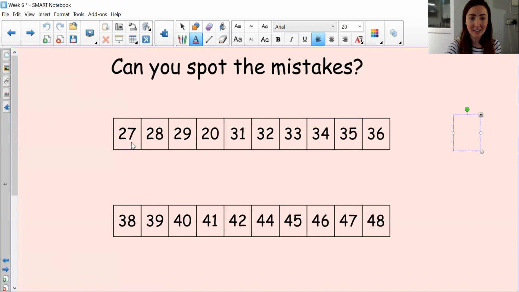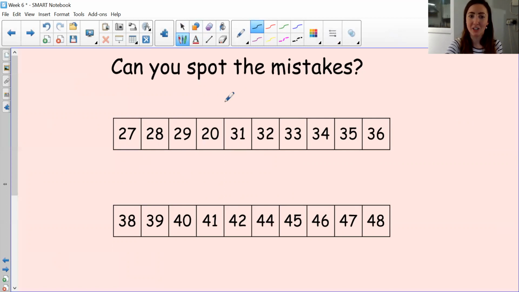So we've got 27, 28, 29, 20, 31. Oh no, that shouldn't be 20, should it? What should it be? That's right, it should be 30. 27, 28, 29, 30, 31, 32, 33, 34, 35, 36. Much better. Okay, your turn now to spot the mistake in this number track.